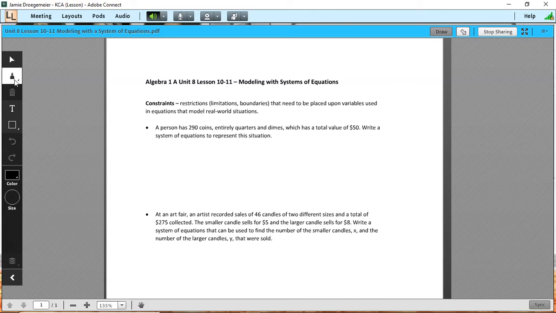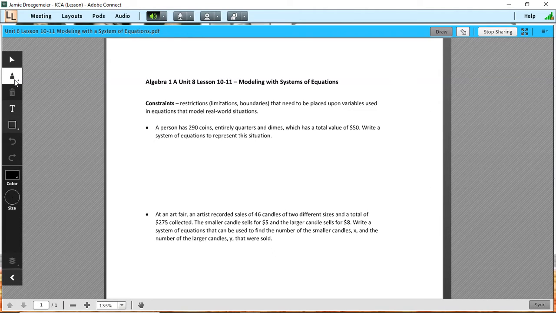Today we are in Unit 8 looking at lessons 10 and 11, modeling with systems of equations. And so we've been doing all kinds of different things with these systems of equations. In this one, we start with a vocabulary term, and it's actually a term that we've used before.